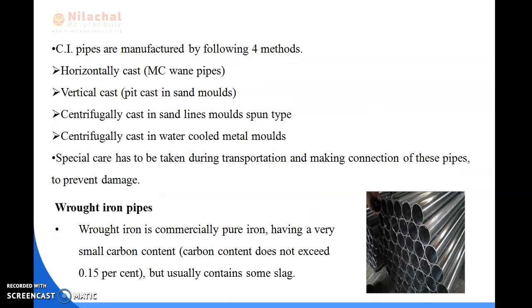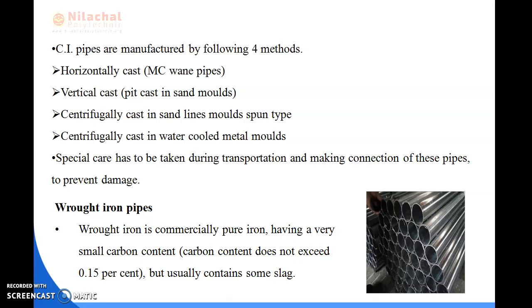Cast iron pipes are manufactured by four methods: horizontally cast, vertically cast, pit cast in sand mold, and centrifugally cast in sand lined mold or spun type, centrifugally cast in water. Special care has to be taken for cast iron pipes during transportation and while making connections, to prevent damage. They are highly durable and cheap in cost.